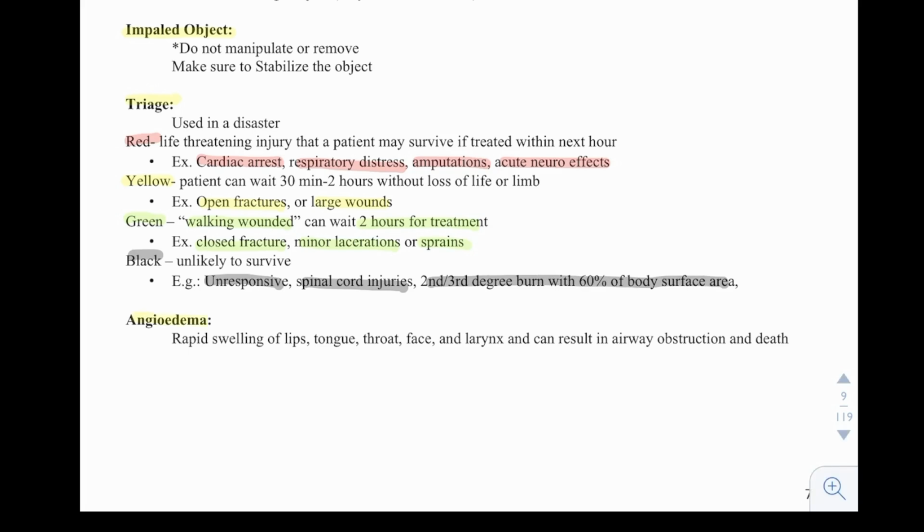And then let's also remember angioedema. So this is rapid swelling of the lips, tongue, throat, face, and larynx, and can result in airway obstruction or death. This is usually an allergic reaction.